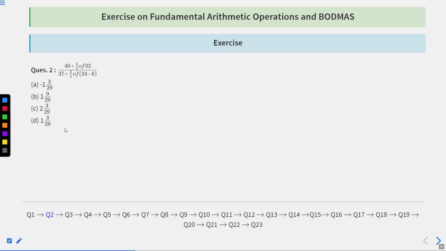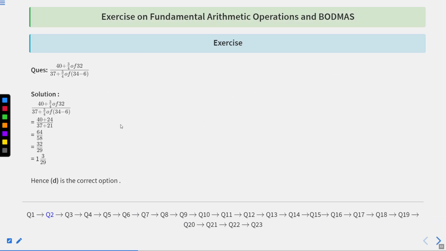Let us move ahead to question number 2. In this question, we have to find 40 plus 3 upon 4 of 32 divided by 37 plus 3 upon 4 of 34 minus 6. So let us see the solution now.